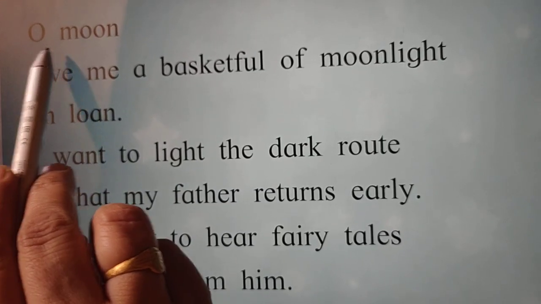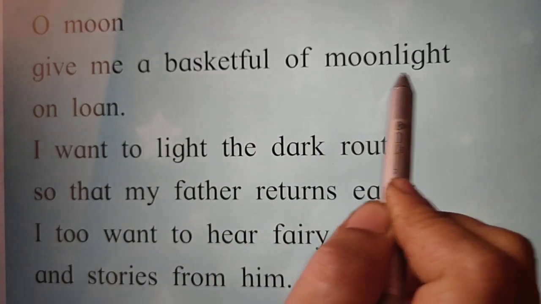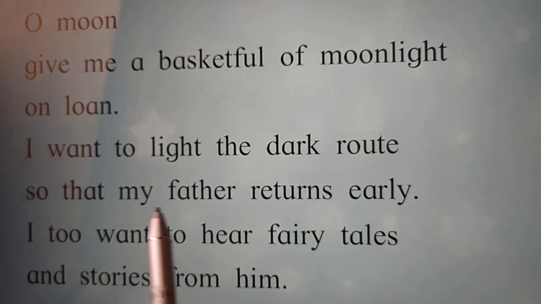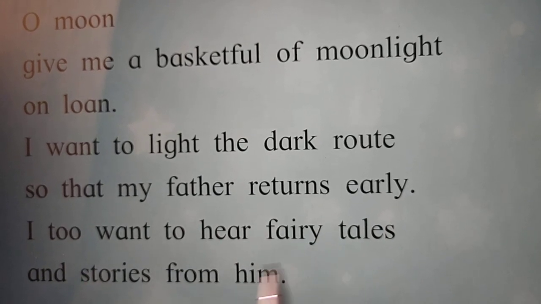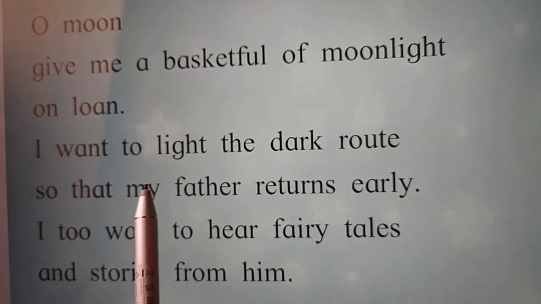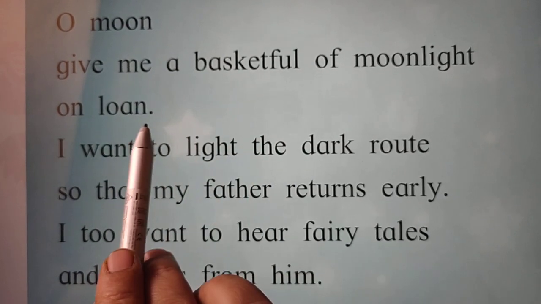Further, the child is again requesting the moon. O moon, give me a basketful of moonlight on loan. I want to light the dark route so that my father returns early. I too want to hear fairy tales and stories from him. So here the child is trying to introduce another problem of the village.